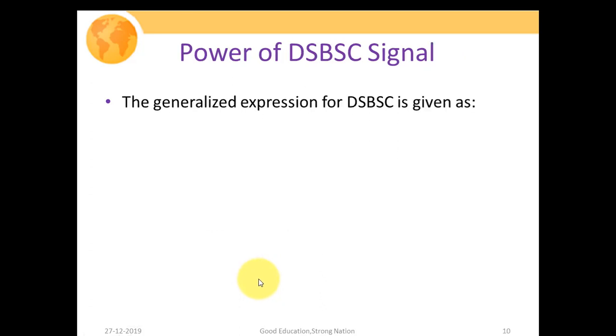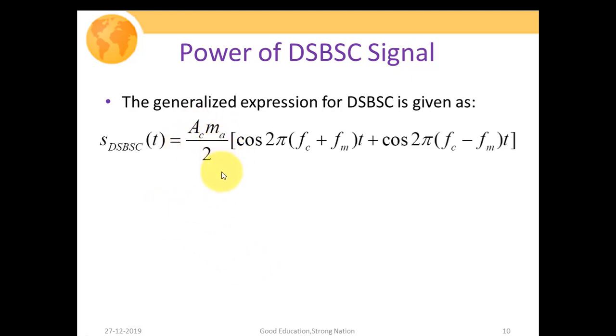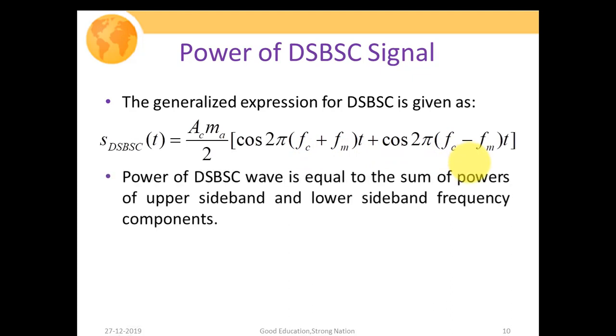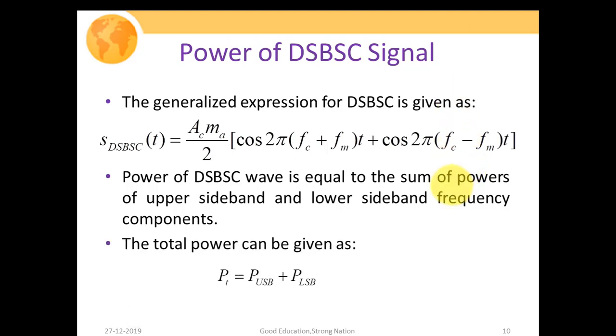So now we'll try to find the expression for the power of double sideband suppressed carrier signals. The generalized expression for the DSB-SC signal is given as Ac Ma by 2 times cos of 2 pi (Fc plus Fm)t plus cos of 2 pi (Fc minus Fm)t. The power of the double sideband suppressed carrier wave is equal to the sum of the powers of both the sidebands, that is our upper sideband as well as our lower sideband. So the total power is given as the summation of the upper sideband and the lower sideband.